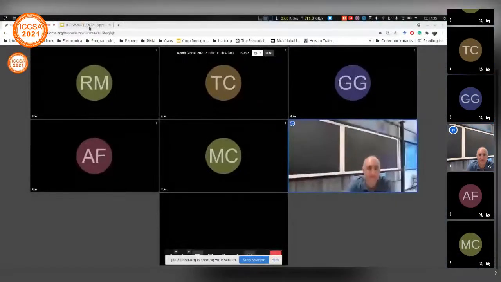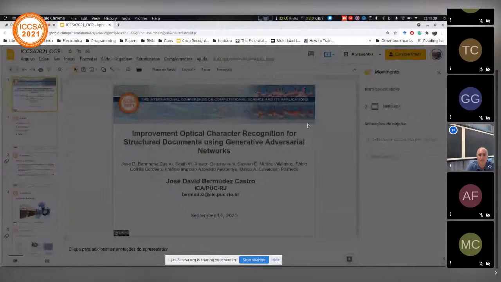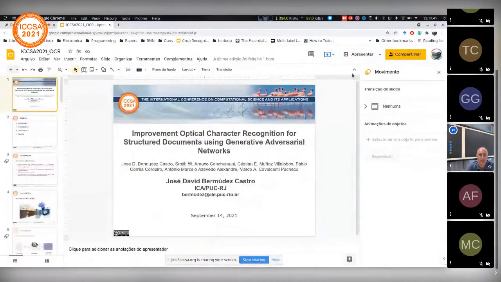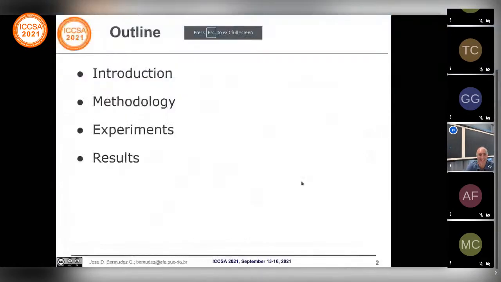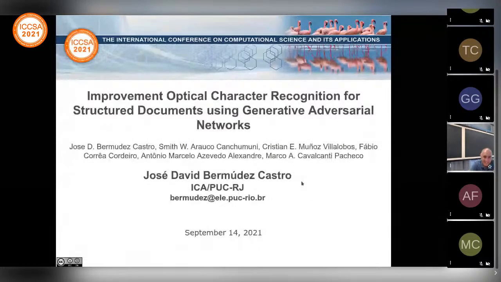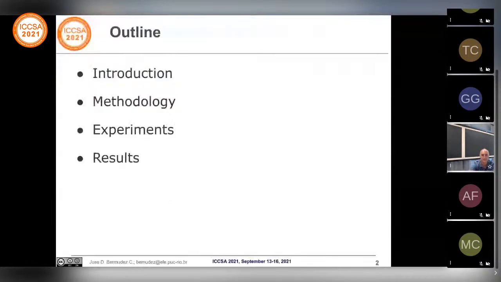Okay, let me share. The magic of computers. Well, my presentation is organized as follows. First, a brief introduction about the problem, then the methodology that we adopted in order to resolve the problem, and finally, the experiments and results that we performed in order to evaluate the performance of the proposed methodology.